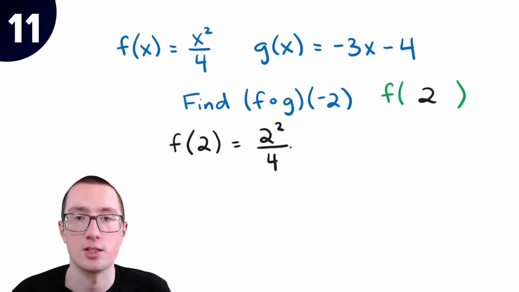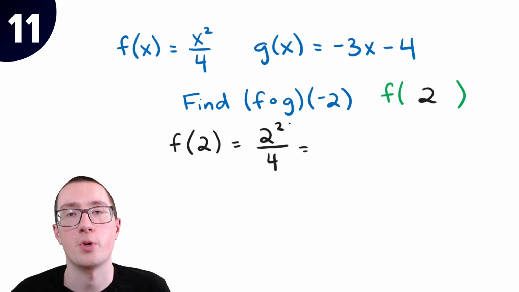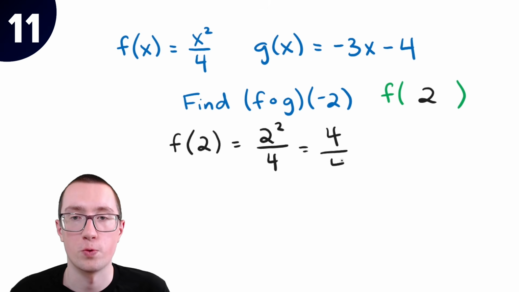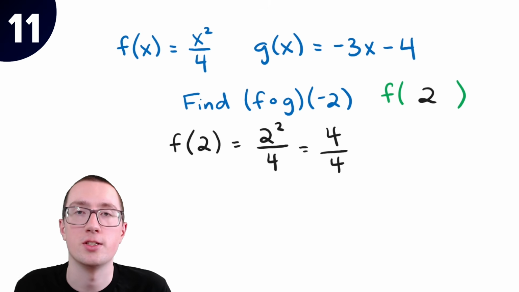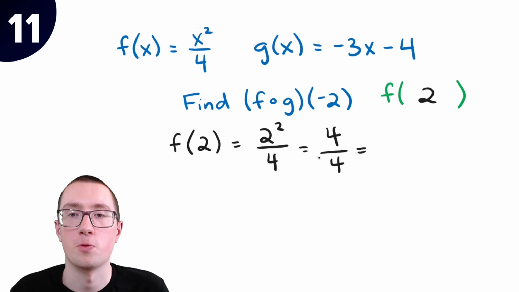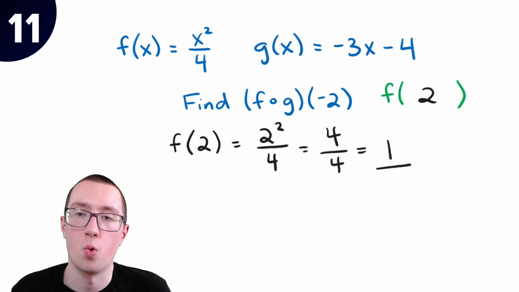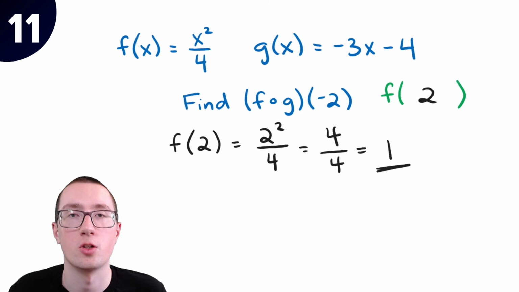And now we can just go ahead and simplify this. So 2 squared, that's 2 multiplied by itself. 2 times 2 is 4, over 4. And remember that a fraction is the same thing as division. So 4 divided by 4 is 1. And there you go. 1 is the answer. We have solved our composite function.